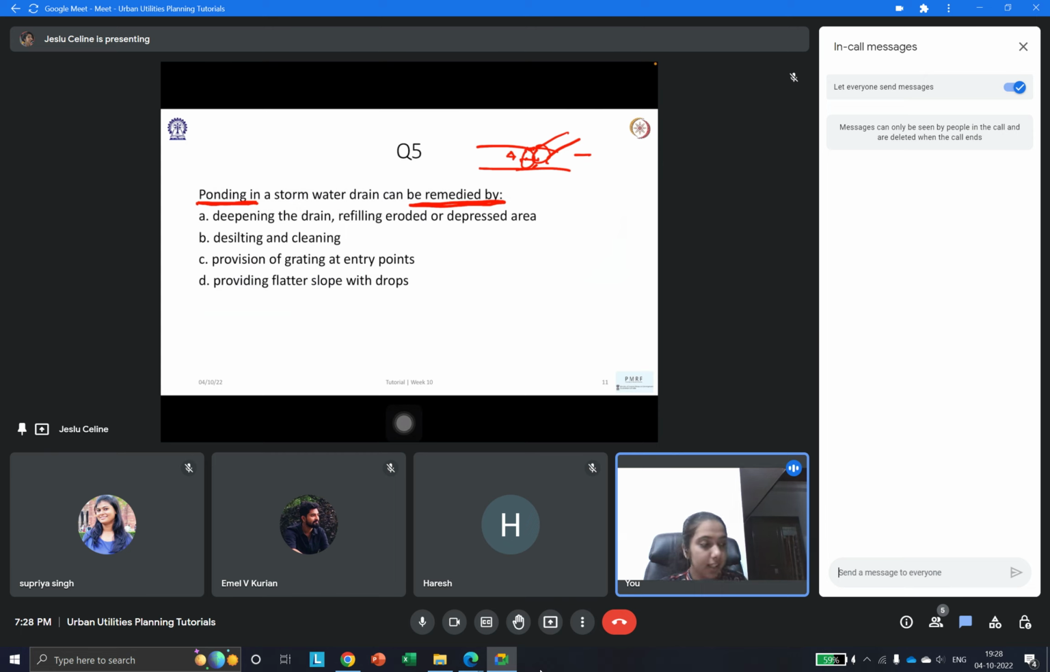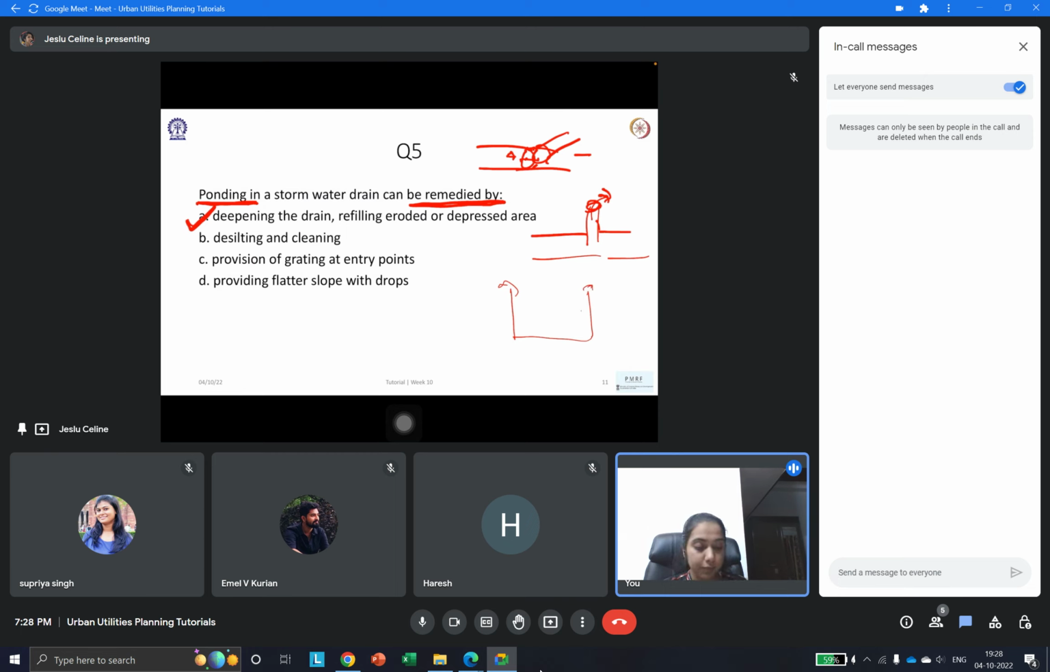Okay, so basically, as discussed, it's mainly due to congestion. We learned about some techniques, like putting an overflow pipe so that whatever overflow is there can be taken out. So something like that can be tried. But usually, the first one, deepening the drain and refilling eroded or depressed area, is a possible method, because when we deepen the drain, the overflow or the congestion which is happening can reduce.